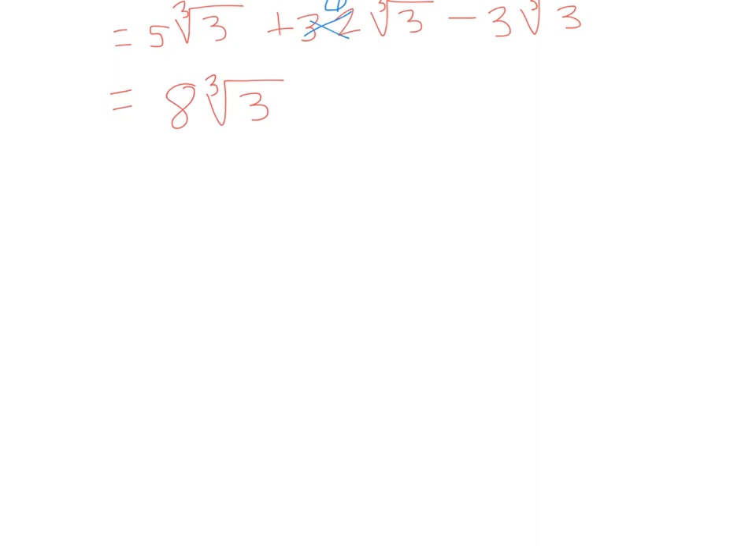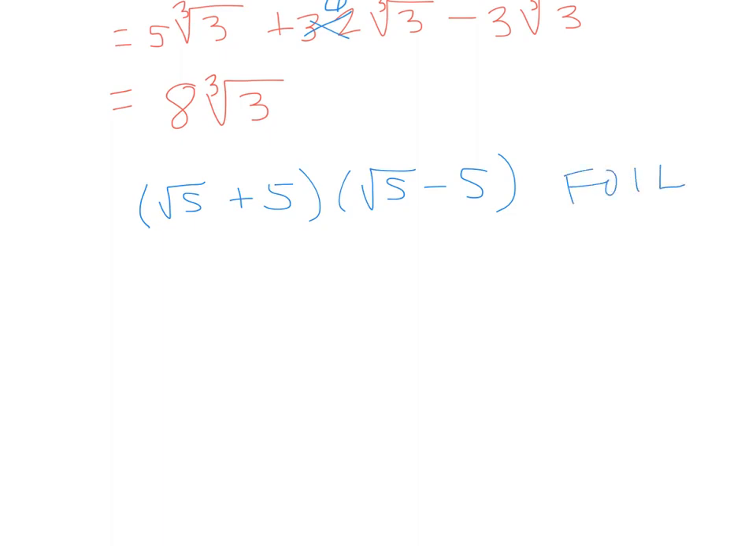Okay, that's adding radicals. Let's look now at multiplying. So let's take the square root of 5 plus 5 times the square root of 5 minus 5. Each of these has 2 terms, so to multiply, we can use FOIL.